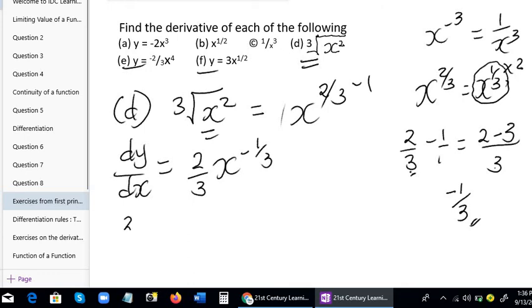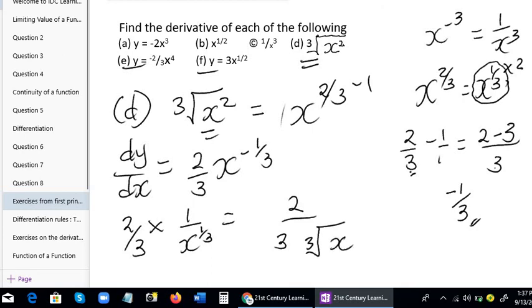This is the same thing as 2 over 3 times 1 over x to the power of 1 over 3. 2 times 1 is 2. 3 times x is 3. x to the power of 1 over 3 means cube root of x. So we have the cube root of x. Is it clear? So my answer is 2 divided by 3 times the cube root of x. Alright, I hope everything we've done so far is clear. So I would like you to try E and also try F for me.